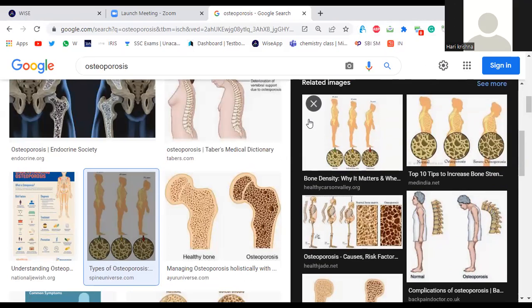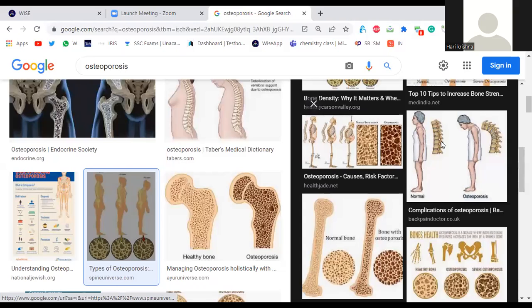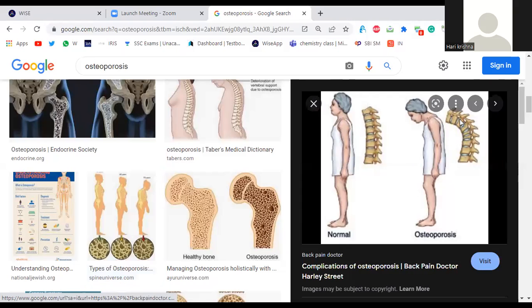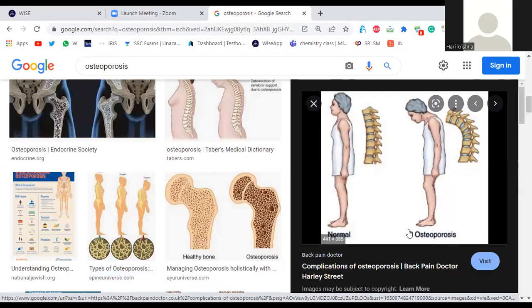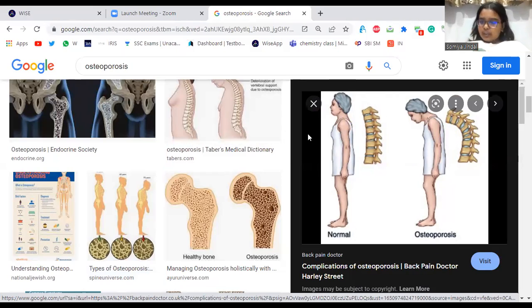You can see the osteoporosis in comparison to a normal person in this image. Whenever the deformation in the bones happens, this is osteoporosis. This is the actual bone. Our body will be bent, our neck will be in a bending position, and our backbone will have a curved shape. It will not be straight. That is osteoporosis. Clear or not?